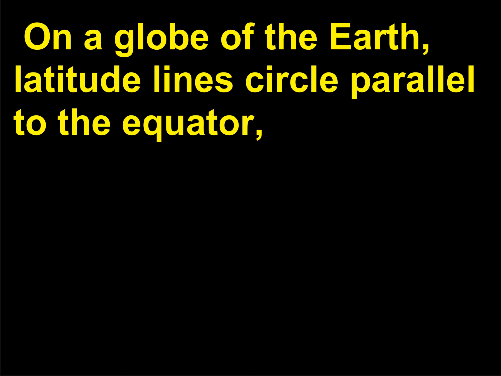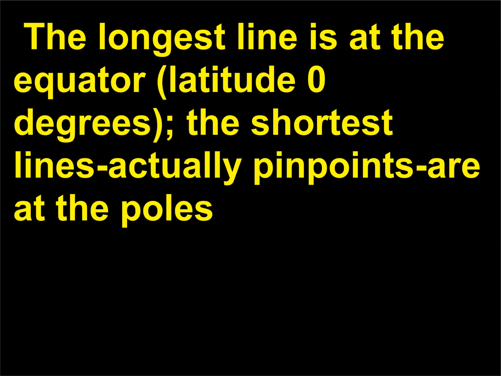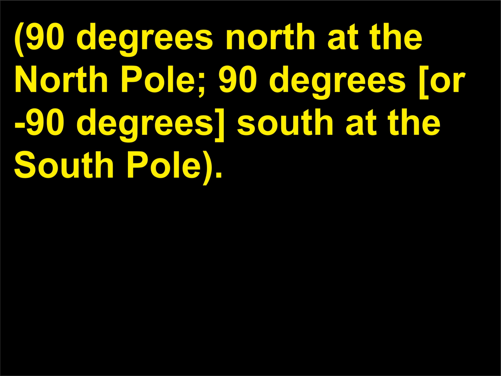On a globe of the Earth, latitude lines circle parallel to the equator and differ in length depending on their location. The longest line is at the equator, latitude 0 degrees. The shortest lines, actually pinpoints, are at the poles: 90 degrees north at the North Pole, and minus 90 degrees south at the South Pole.